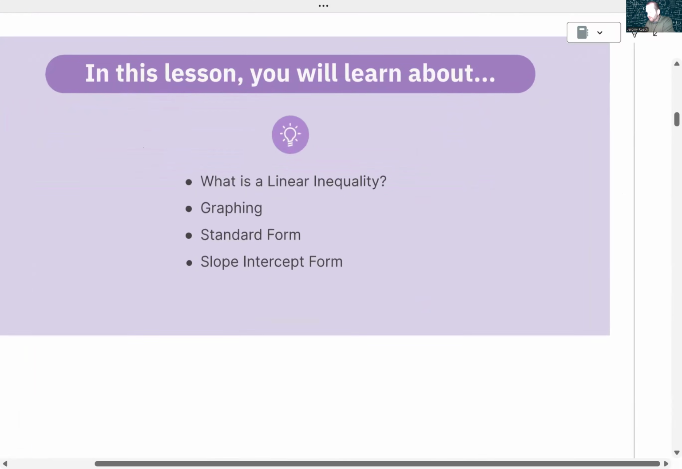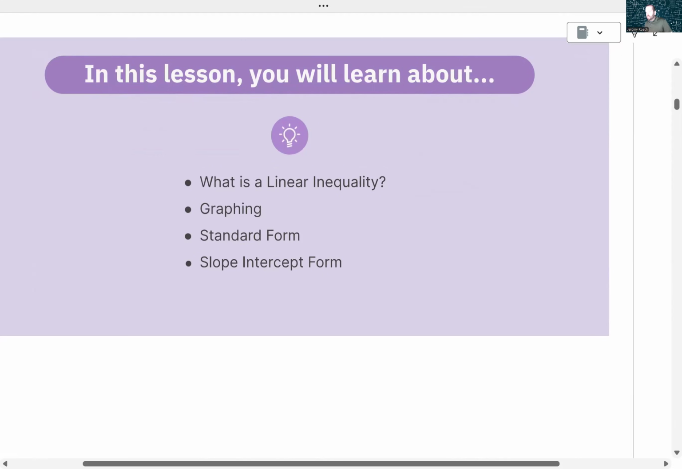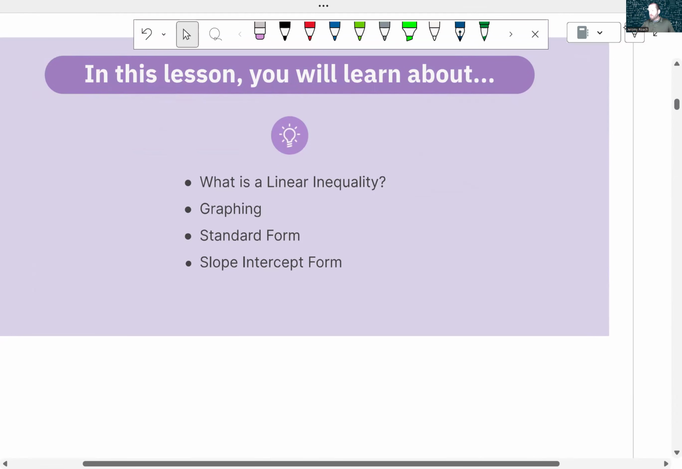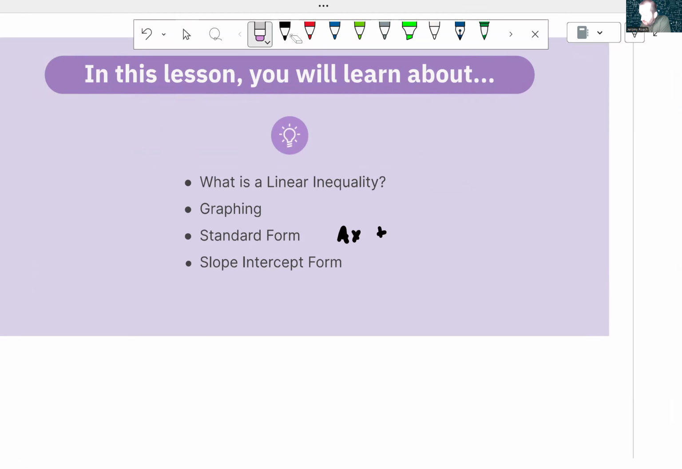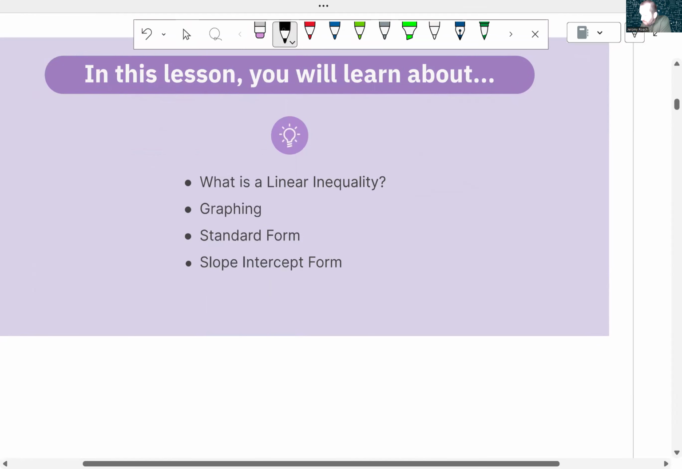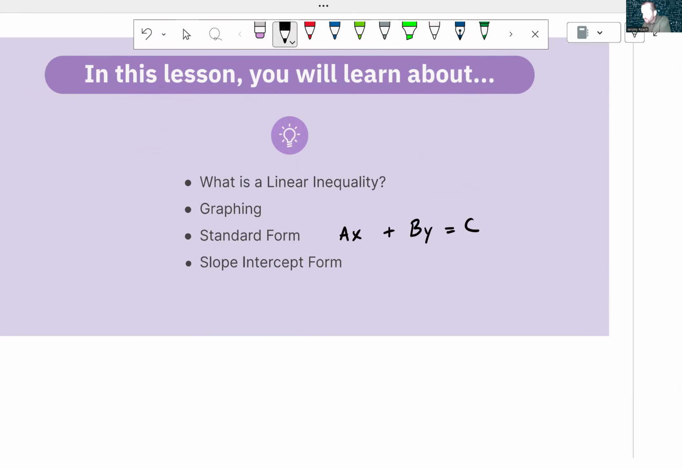So we're going to look at graphing linear inequalities both in standard form and in slope-intercept form. So recall that in standard form, that is ax plus by equals c. That's standard form.